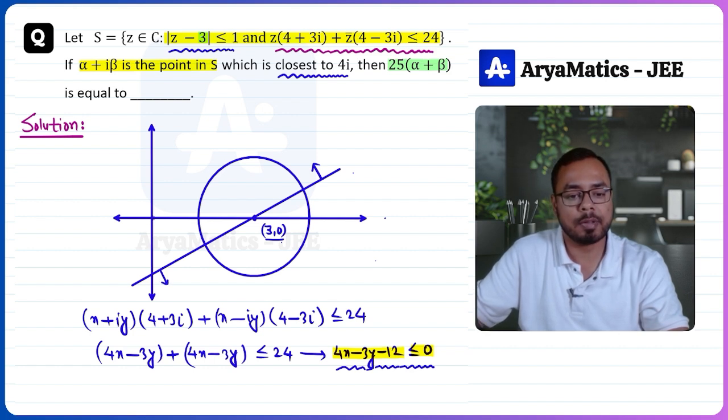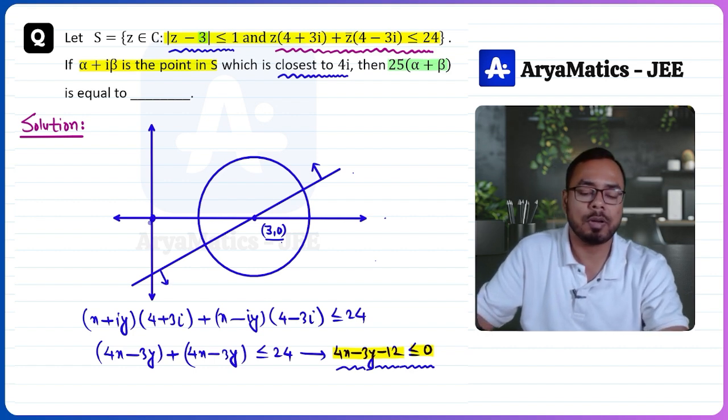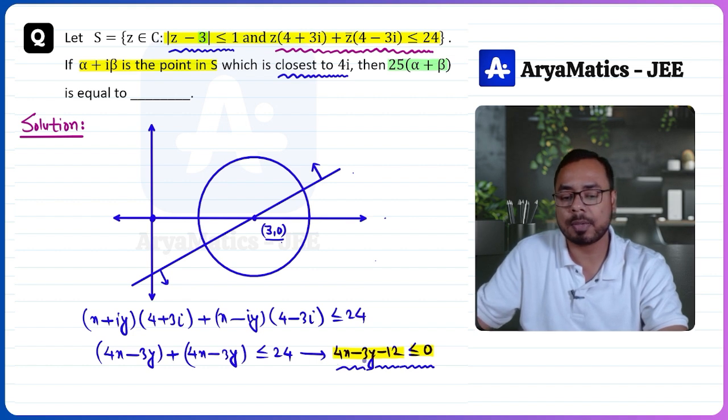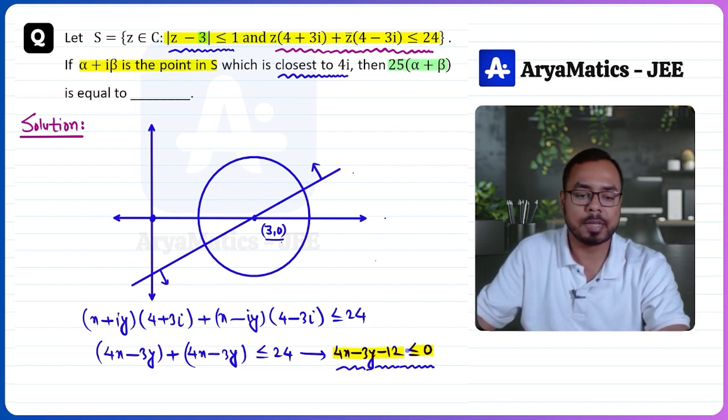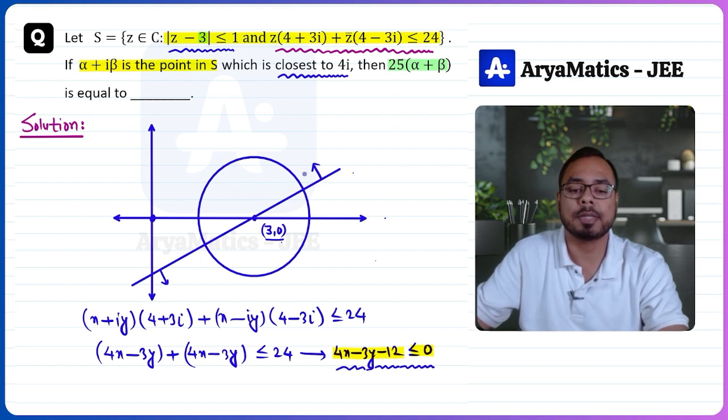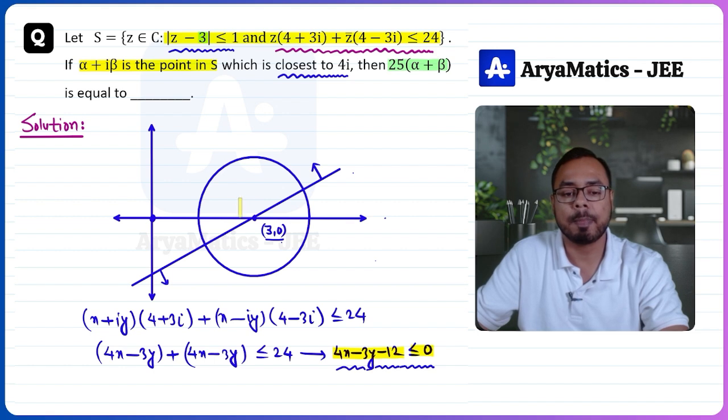Now, if I check with origin, because it is always easy to check with origin. So if I substitute 0, 0, it is satisfying this inequality, right? 0, 0 will satisfy this inequality. Minus 12 is less than 0. So that means it will represent the upper side of this line. So points inside the circle and also on the upper side of this line.